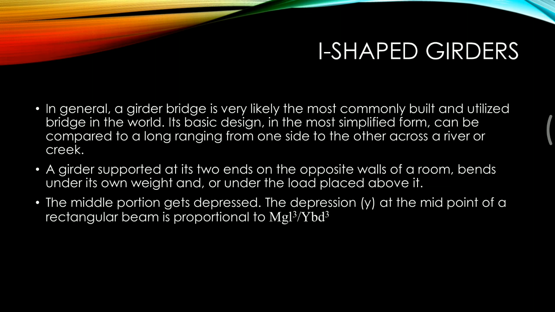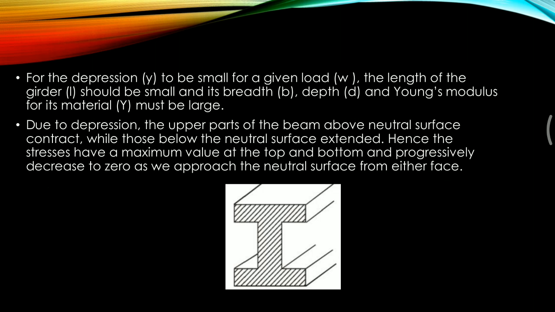The middle portion gets depressed, and the depression at the midpoint of a rectangular beam is proportional to mgl cubed divided by Ybd cubed. For the depression y to be small for a given load W, the length of the girder l should be small, and its breadth b, depth d, and Young's modulus Y for its material must be large.